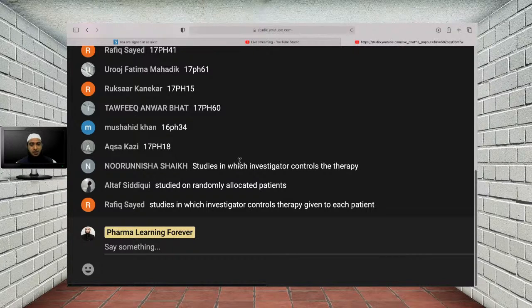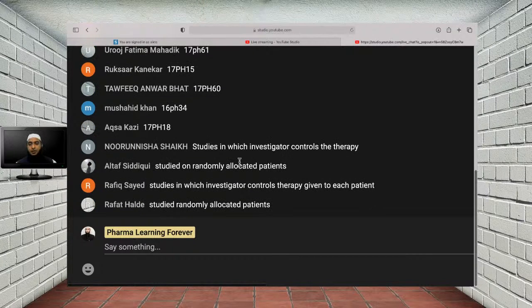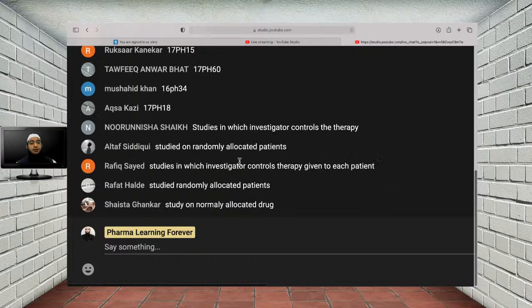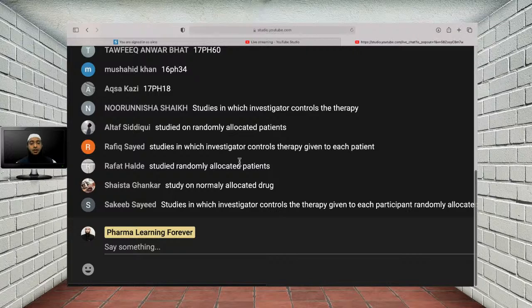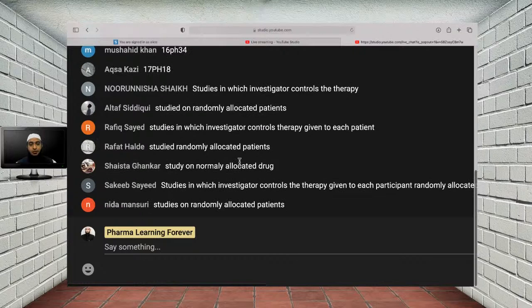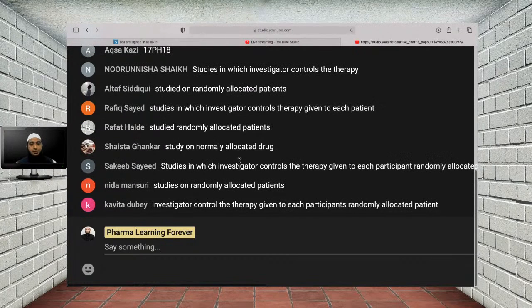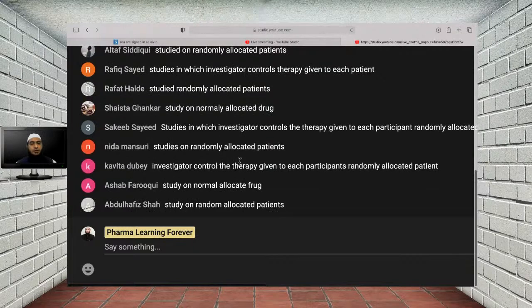Rafiq has mentioned the study in which the investigator controls the therapy given to each patient. Yes, you are right, Rafiq. I can see Rafat has also given the same answer. That is randomly allocating the patient. Okay. Shaista also mentioned the study on randomly allocating the drug. Saqib has also given the same answer.